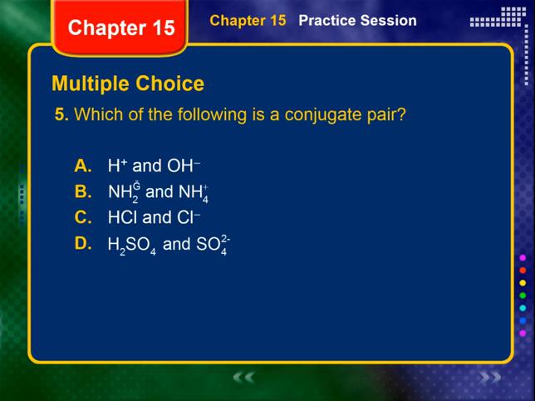Anywho, which one of the following is a conjugate pair? It is C. HCl is the acid. And so the conjugate base is what's left over after the acid has donated its proton. So what is HCl going to be after it's donated its proton? It's going to be Cl minus. So that's a conjugate pair, an acid with its conjugate base.